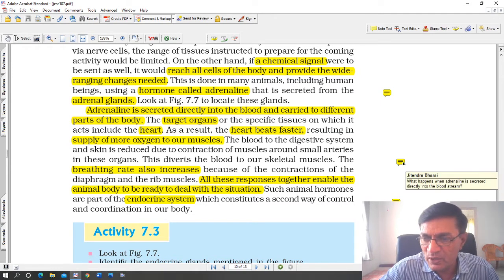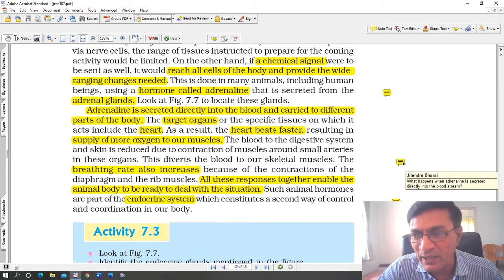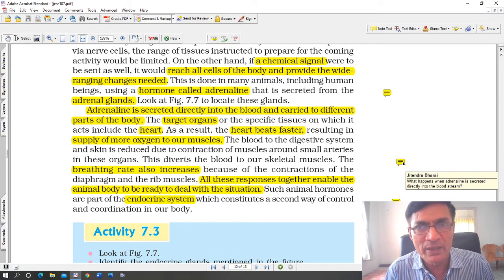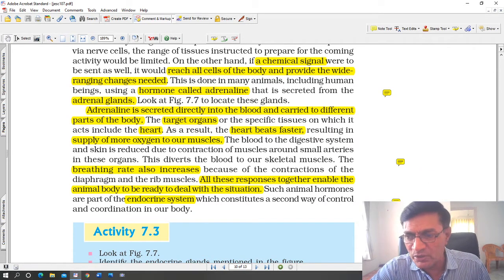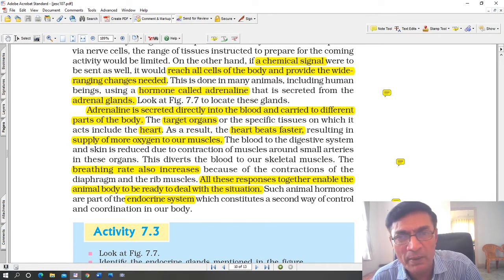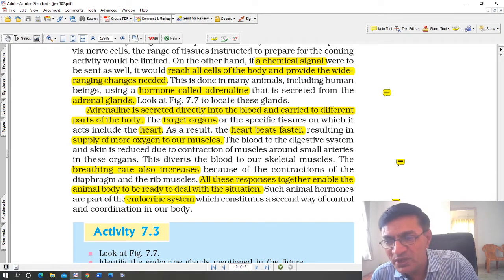So this question here, what happens when adrenaline is secreted directly into the bloodstream? The heart begins to beat faster, the blood pressure increases, you breathe faster, muscles get more supply of energy so they can actually start activating themselves. At the same time, there is also a question here, what is the endocrine system? Now, just look, you should actually be writing this, highlighting this and writing this on the margins. Remember, it's your book. Okay, what is the endocrine system?